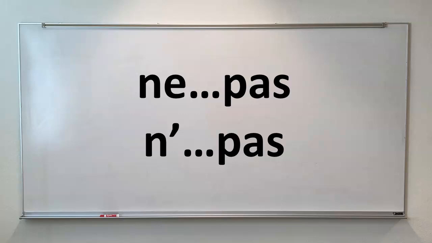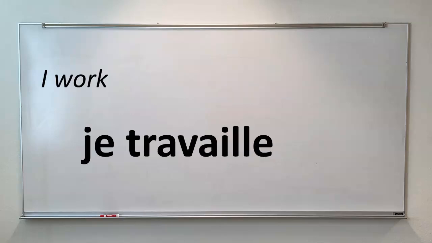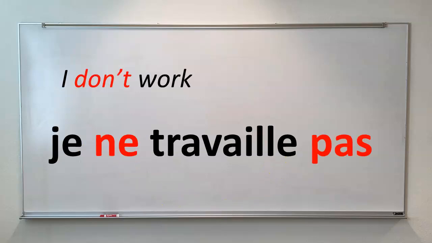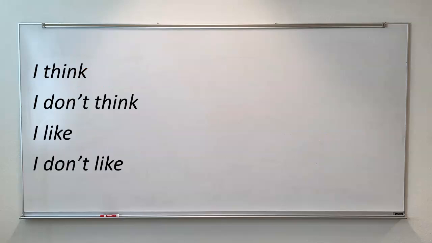So remember, before we get started, negation is ne pas, or the N apostrophe and pas. Remember, the ne goes before the conjugated form of the verb and the pas afterwards, so it wraps around the conjugated verb. As an example, if I want to say I work, it's je travaille. If I want to say I don't work, you take the ne, place it before the travaille and the pas afterwards, and you have je ne travaille pas, which means I don't work. So let's go ahead and get started.